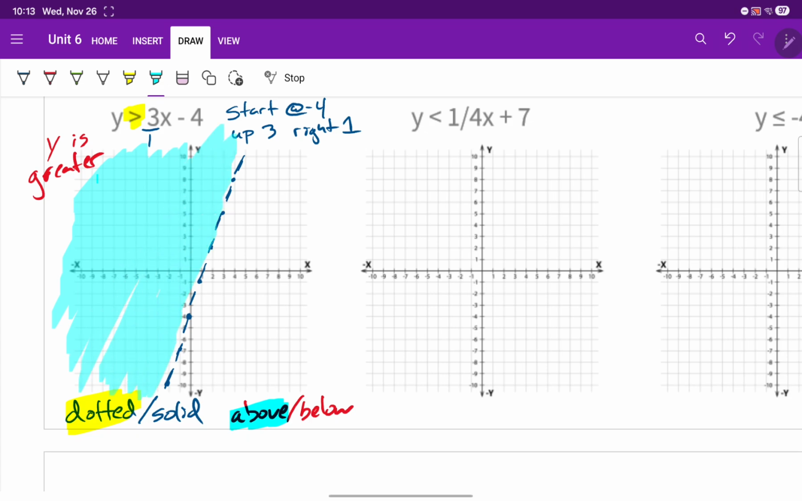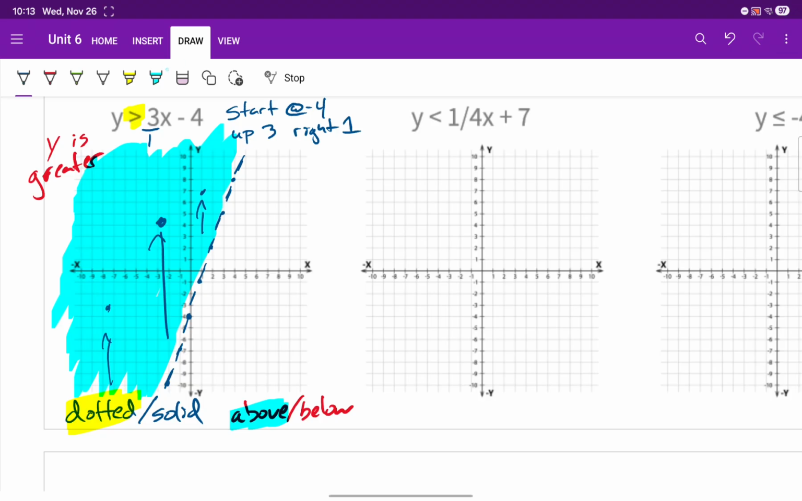That is above my graph. All of these points, if I were to draw any points here, these points are above the line, right? If a point here is above the line, a point here is above the line. Okay? Perfect. That one is done.